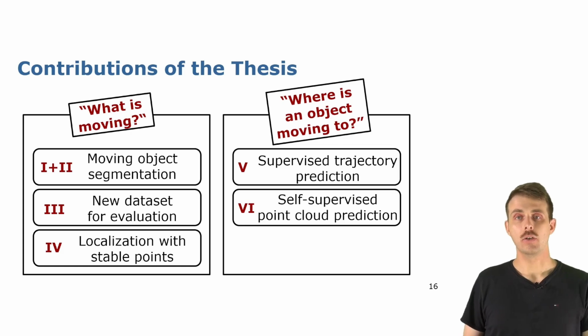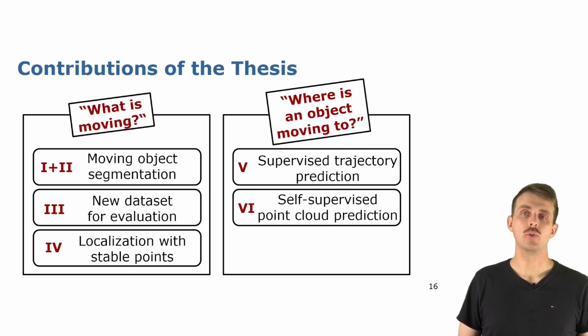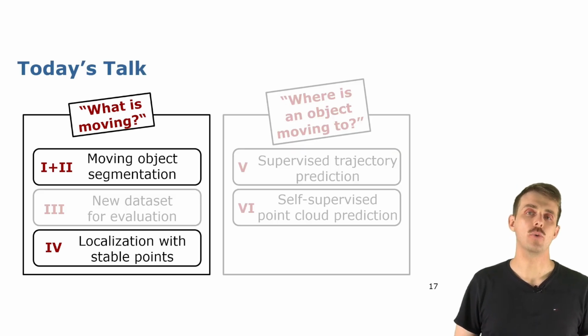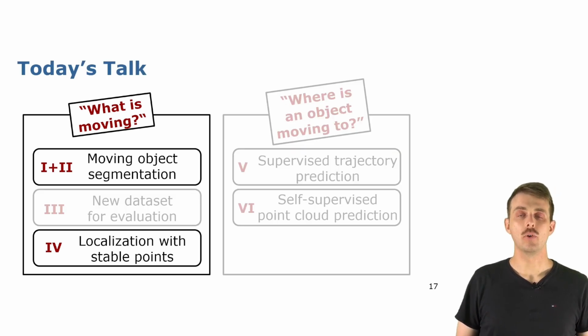And on the side of the where is an object moving to question, I developed one work that is able to predict future trajectories in a supervised fashion. And the last work, the sixth one, can predict future point clouds in a self-supervised way. And due to the time today, I will only focus on the left part, so about the what is moving question, and more specifically, I will present the two works on moving object segmentation and also the last one about the stable localization.